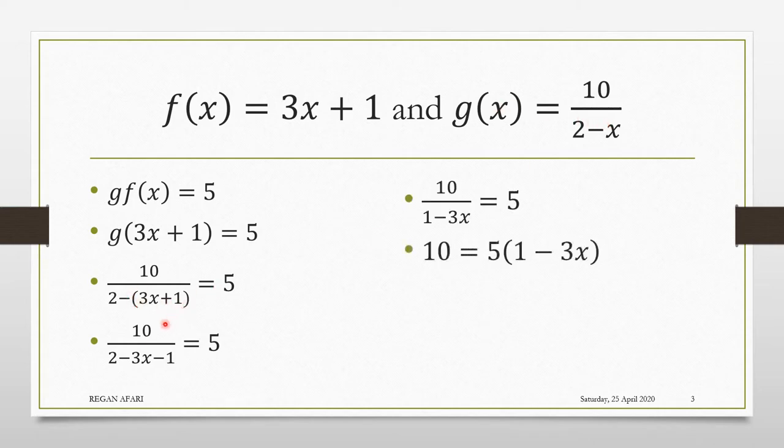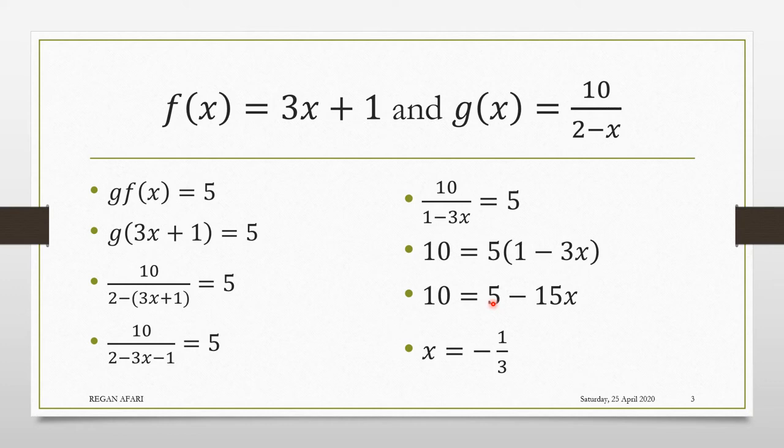So we expand. Negative times 3x will give us negative 3x, then negative times 1 will give us negative 1. Then we simplify the denominator. 2 minus 1 will give us 1, and then the negative 3x is also there. So at this point, we have 10 over 1 minus 3x is equal to 5, or you can easily say 10 equals 5 times 1 minus 3x, and we are good to go.